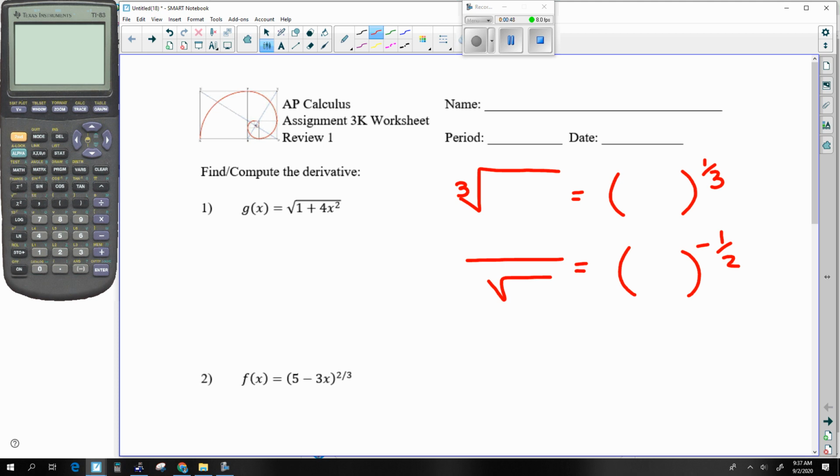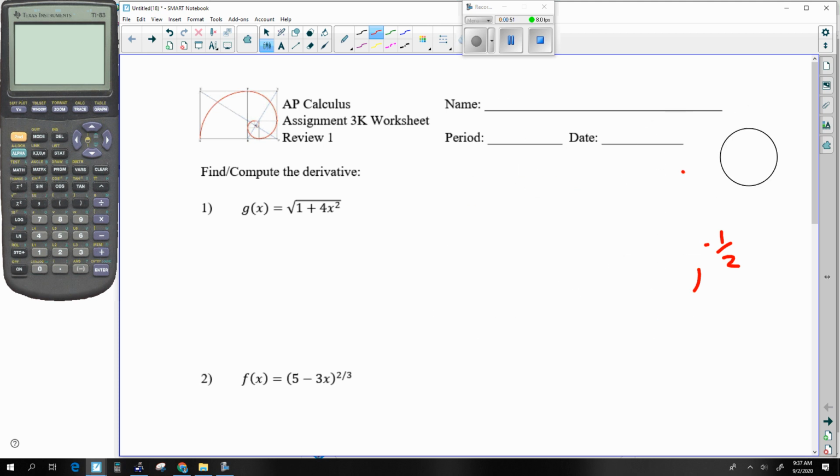Also, you're going to need to be comfortable with the chain rule. So in essence, peeling that onion of derivatives. So start at the outside and start working in and in and in.